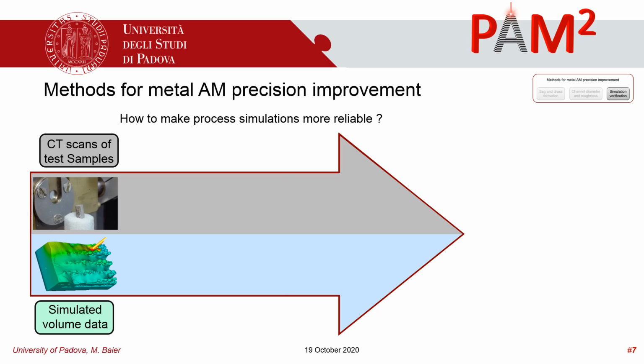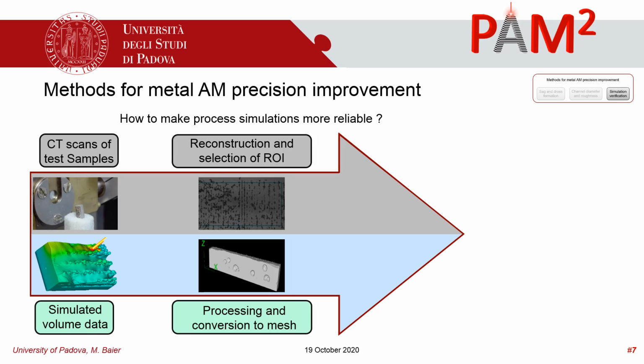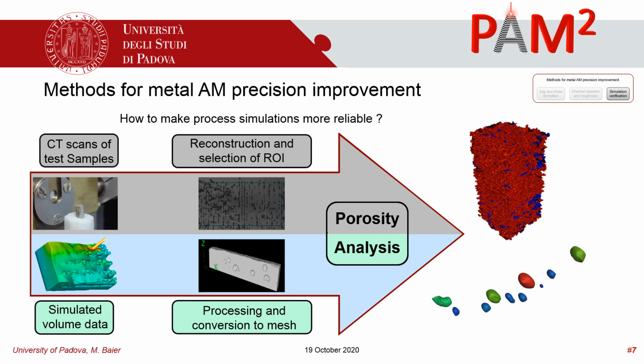After the CT scan, the central region of the cube is selected to avoid boundary effects, which are neglected in the simulations. In parallel, the point cloud of the simulations is converted to a volume, and subsequently a porosity analysis is conducted for both volumes and the results are compared.